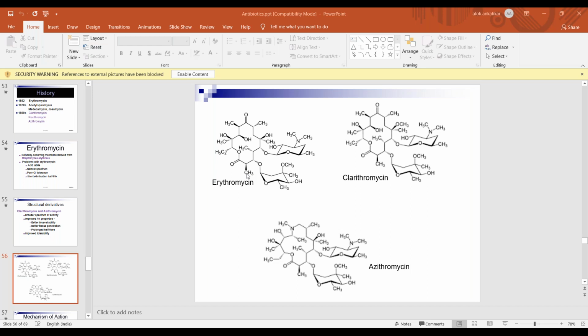The first one is a ketone group should be present. Okay, the one major requirement for these macrolide antibiotics is that one ketone group should be present. The next is a highly substituted macrocyclic lactone ring is essential for activity. I repeat, a highly substituted macrocyclic lactone ring is essential for activity. And this is what is called the aglycone part.